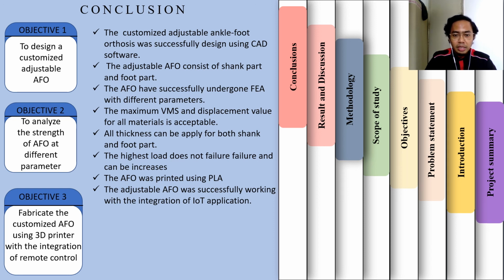All thicknesses can be applied for both shank and foot part, as we can see earlier that it does not fail. And even if the higher load of 560 Newton is applied to the shank part, it still does not fail. However, if we want to increase the load, further analysis has to be taken. PLA material was chosen to fabricate the FO using 3D printing. And lastly, the adjustable FO was successfully working with the integration of IoT applications. With this movement of the ankle joint, muscle atrophy and muscle shortness can be avoided.